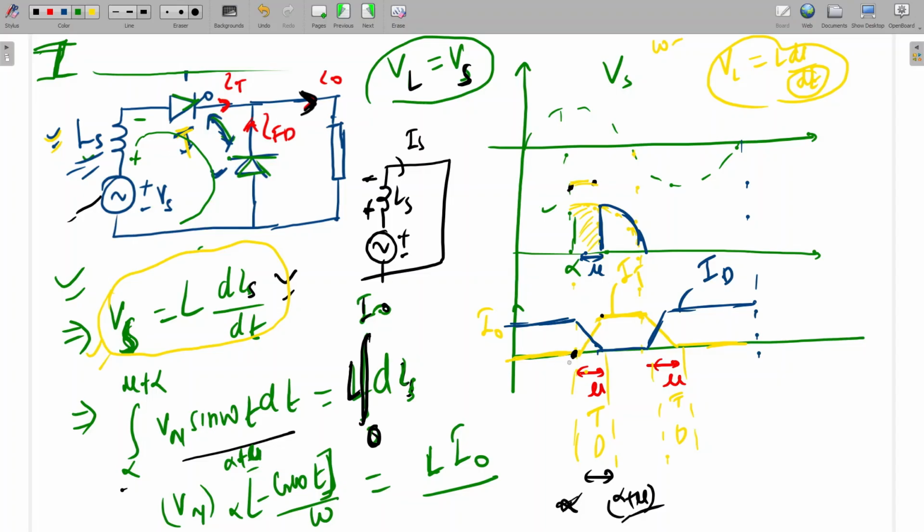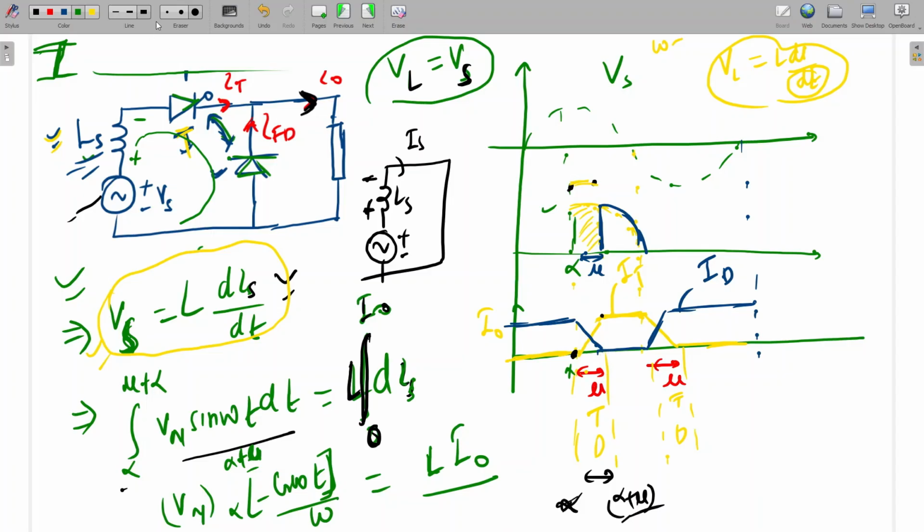So the exchanging of current between this diode and thyristor will not happen instantaneously. Here this yellow color is the thyristor current. Initially it will be 0 here. If the source inductance were not here, at this alpha instant it would go from 0 to I0. But because of the inductor, it takes some time, and after mu angle it reaches here. Similarly, the diode current takes mu to become 0. So this is the overlapping angle.